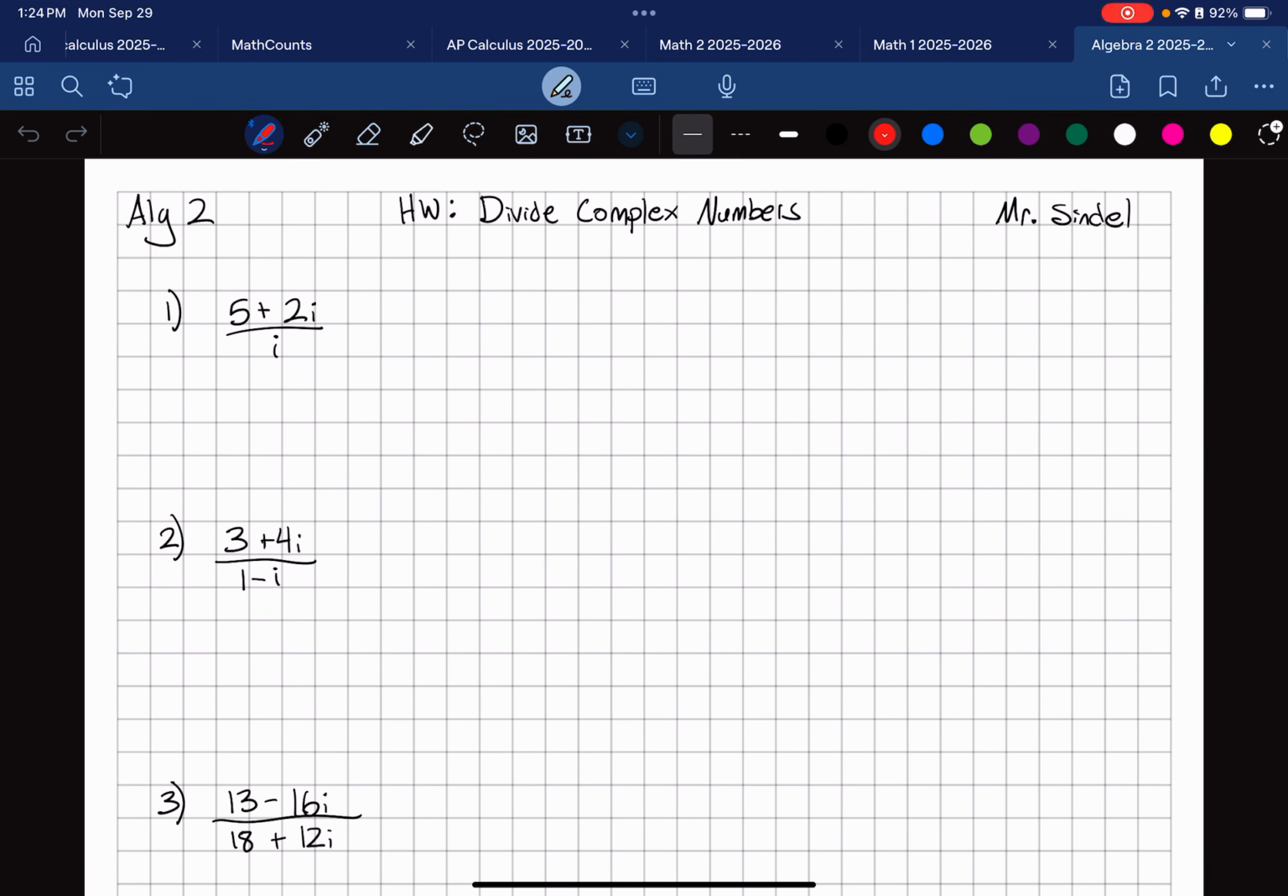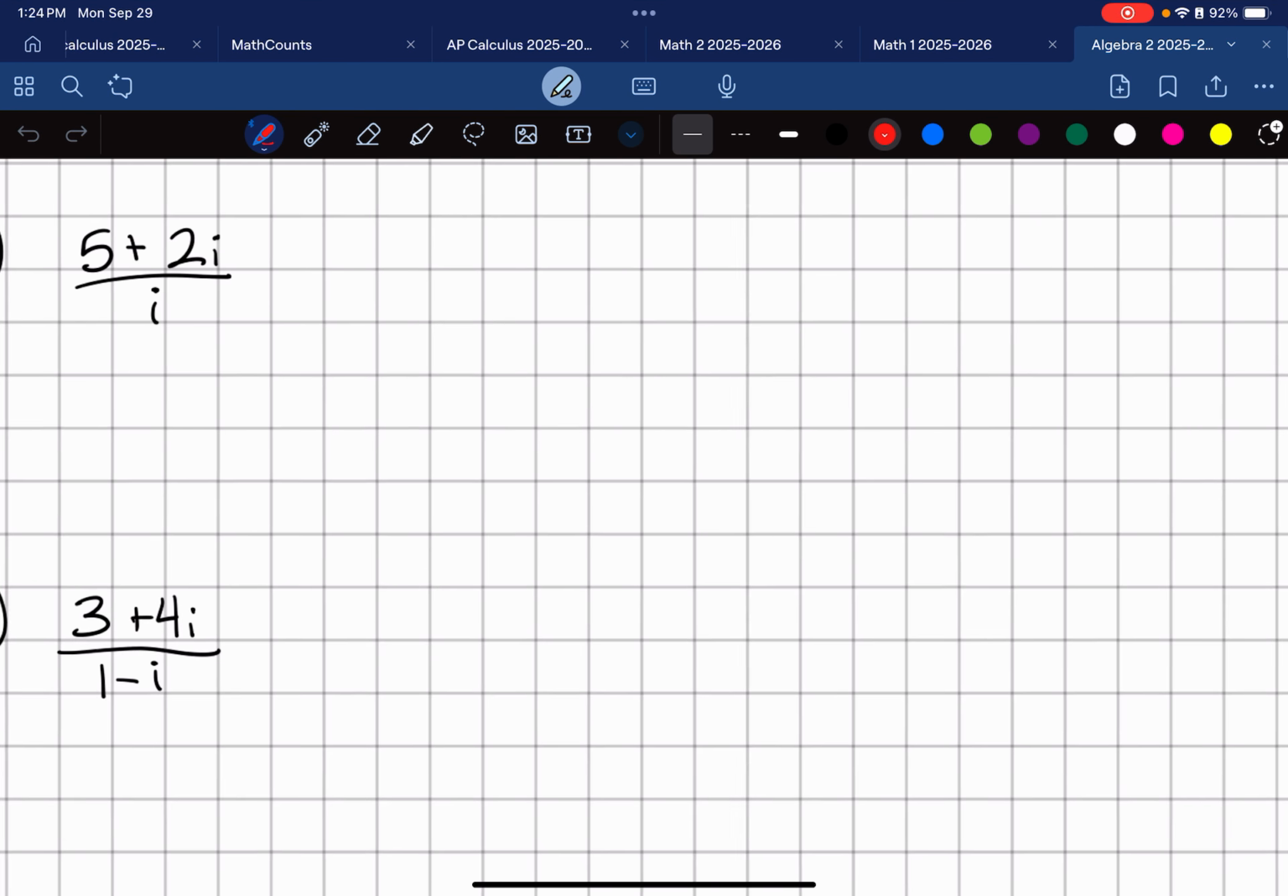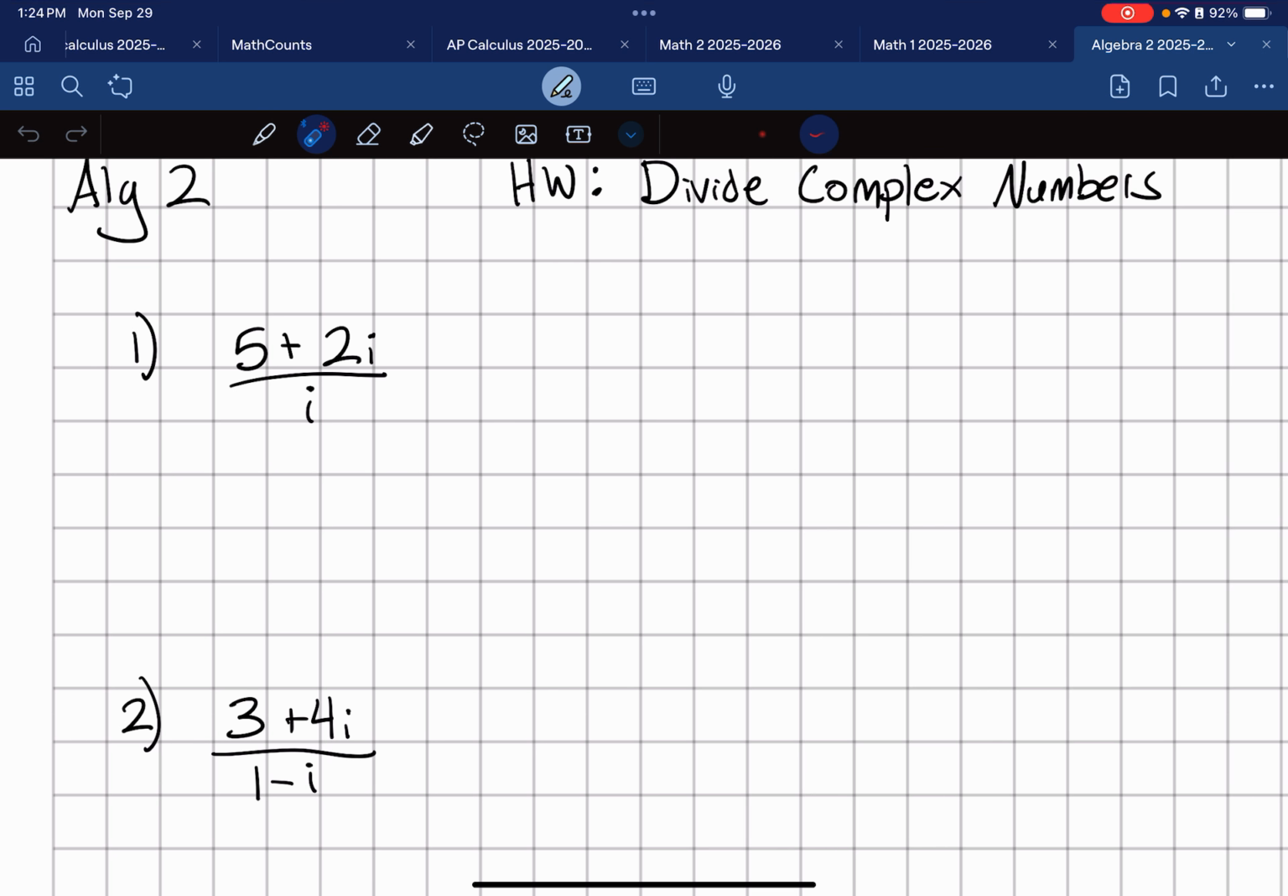We are in Algebra 2. We are doing the dividing complex numbers homework. The general idea behind each of these is make sure there's no imaginary term in the denominator with whatever trick you can use, and make sure your fraction is simplified.